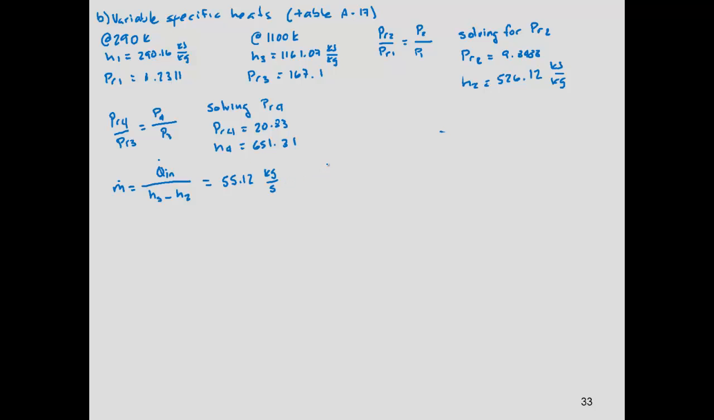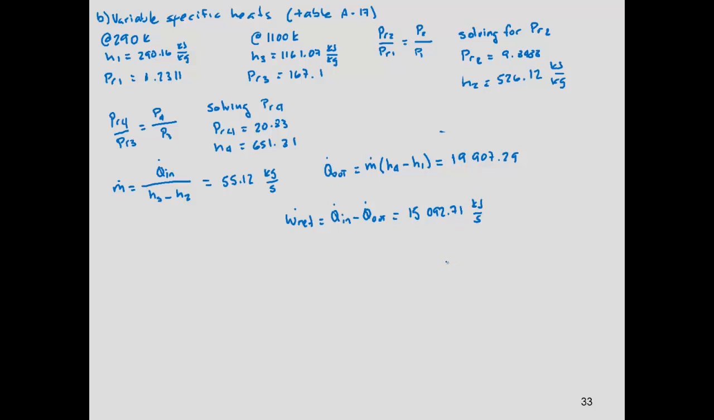We can substitute this value in the expression for Q out, which will be mass flow rate times H4 that we just computed minus H1 we found earlier, and substituting this will be 19,907.29. So net work will be Q in minus Q out. I'm substituting the values that we know.